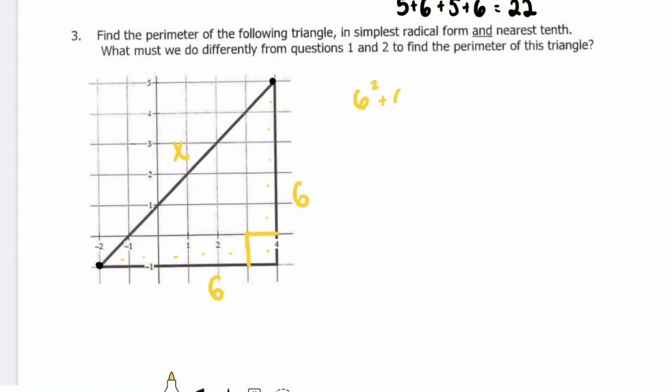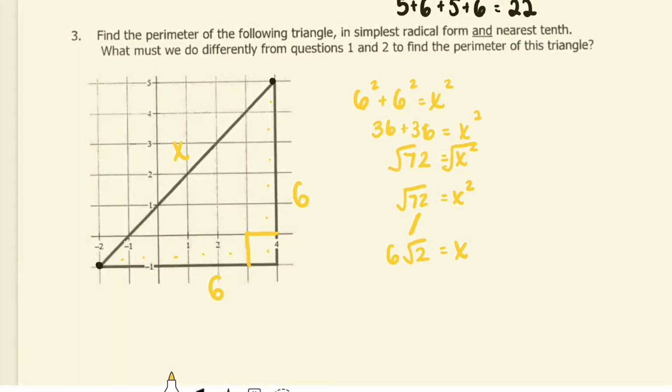So I have 6 squared plus 6 squared equals x squared. So it's 36 plus 36 equals x squared. So that is 72. Then I radical both sides, and I get radical 72 equals x. I want to simplify this radical, so I'm going to use my calculator to do so. And I'm going to do 72 divided by x squared and find the largest pair of whole numbers, which is 6 and 2. So my simplified length is 6 radical 2.